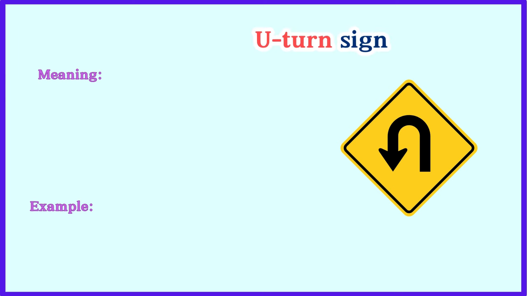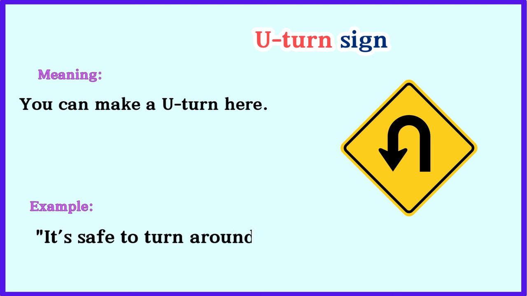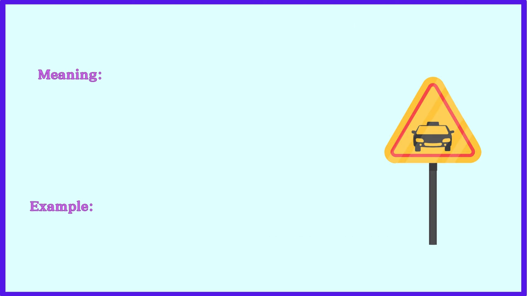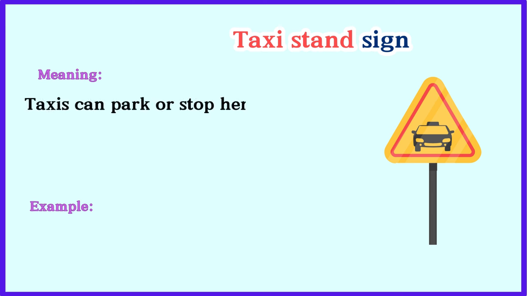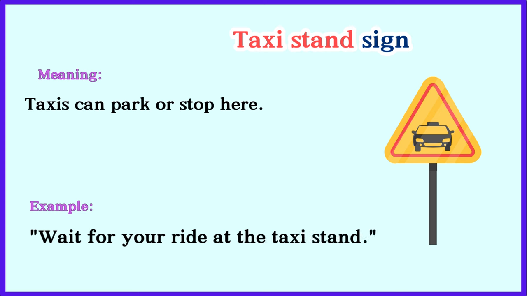U-turn sign. Meaning, you can make a U-turn here. Example, it's safe to turn around at the U-turn sign. Taxi stand sign. Meaning, taxis can park or stop here. Example, wait for your ride at the taxi stand.